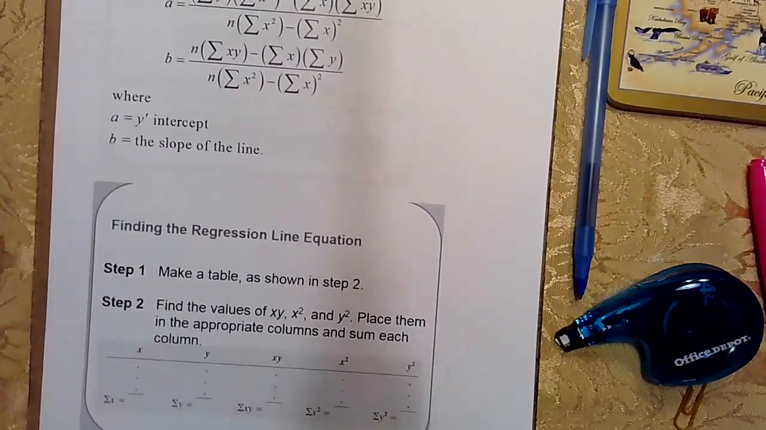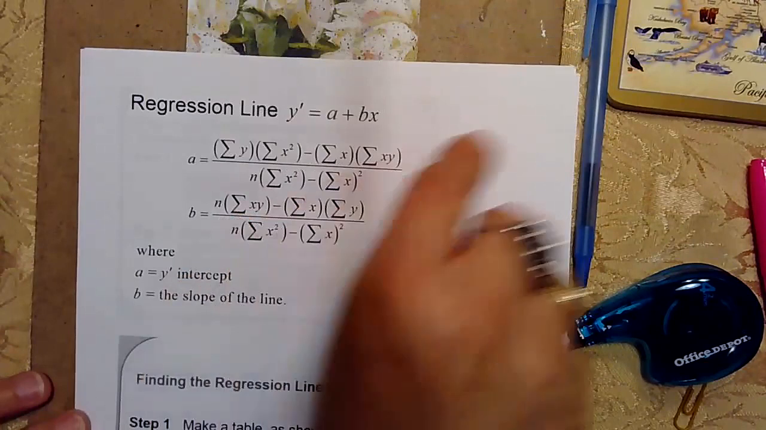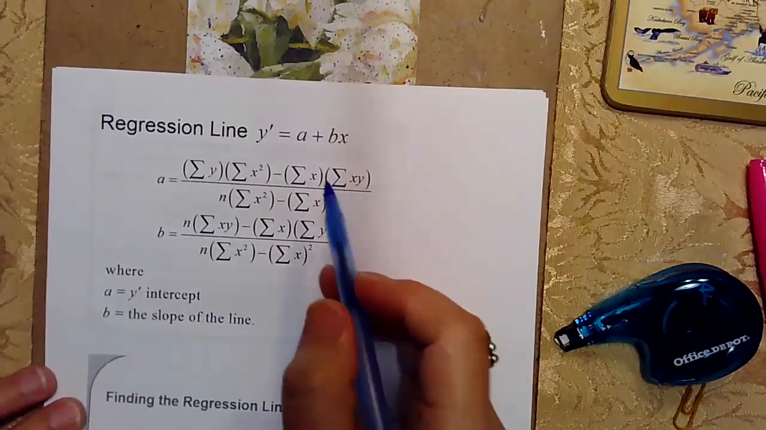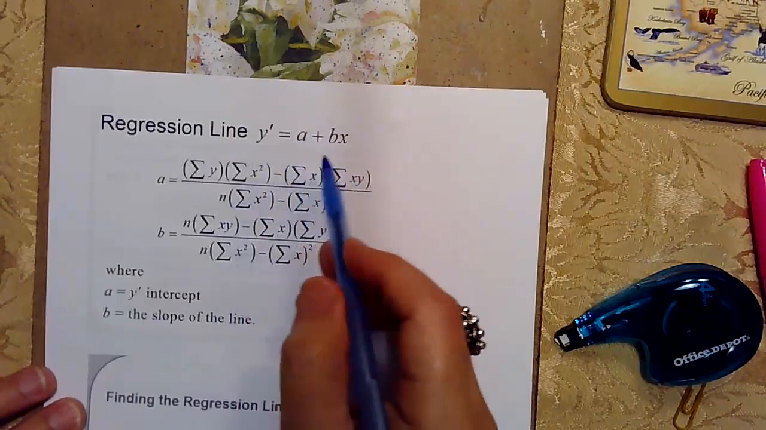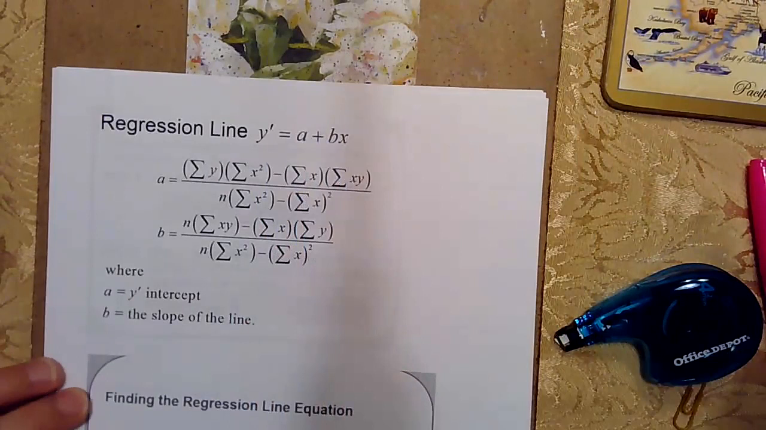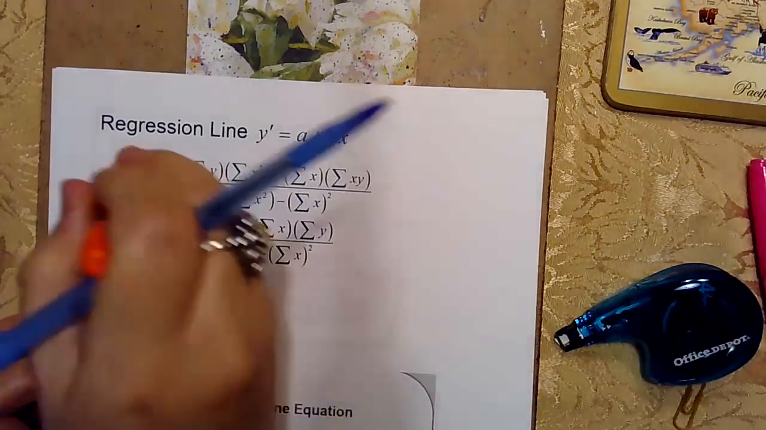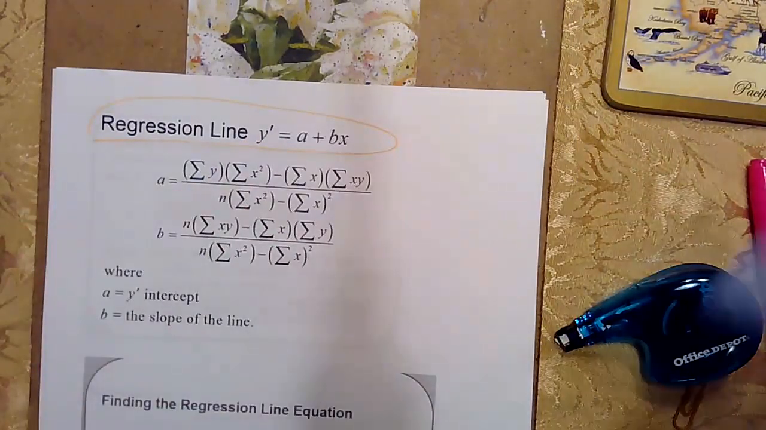Okay, look at this. When you do this by hand, look at that. So it's good that we get to use a calculator. And here's your regression line equation: Y prime is equal to A plus BX. That's important. You want to have that written down, like on your little cheat sheet. You should write that equation down, and also you should write this down.